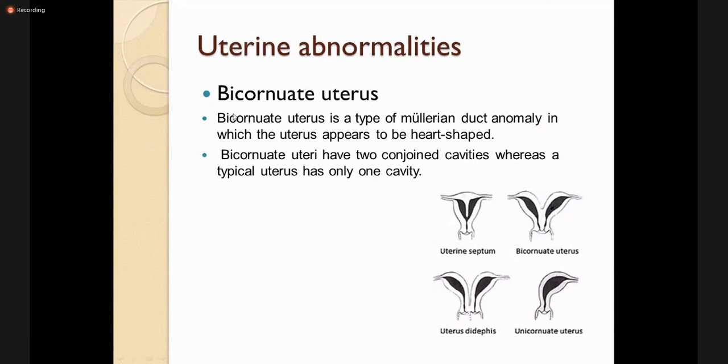Bicornuate, as the name indicates, bi is two cornua of the uterus. Here is the picture. It is a type of Müllerian duct abnormality in which the uterus appears to be heart shaped. If you follow this, there's a deep indentation, and here this is a heart shape. Bicornuate uterus has two cavities, whereas a typical uterus has only one cavity. Here's one, this is the center of the cavity. This is the second cavity.